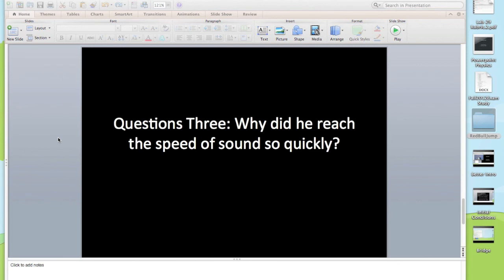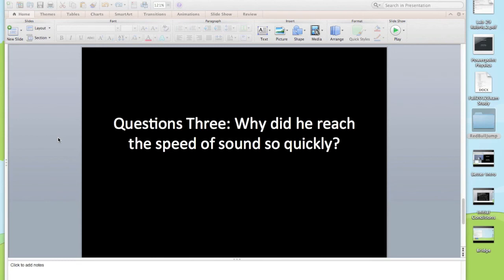Question 3 asks, why does he reach the speed of sound so quickly? Well, Felix breaks the sound barrier when he approximately reaches 308 meters per second. There was very little air resistance at the beginning of his fall, so he was allowed to accelerate quickly at an approximate rate of 9.6 meters per second squared due to his height above Earth's surface.